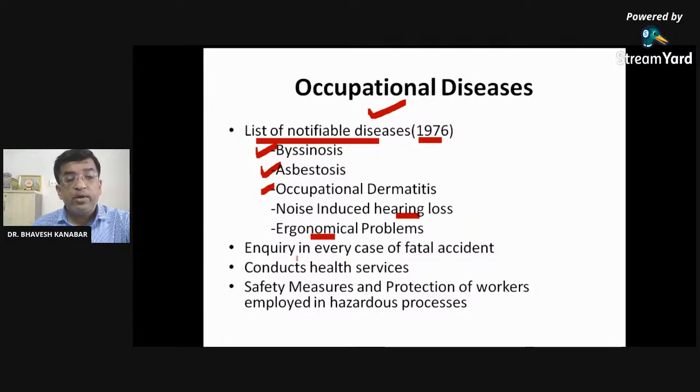In this notifiable disease, apart from this, in case of a fatal accident, the accident which is causing death, an inquiry is held. You know that in case of diseases like corona or other notifiable diseases which cause health problems, a death audit is carried out. In maternal death also, a maternal death review is carried out. Here also, in case of occupational disease or injury which causes a fatal accident, a death audit is carried out.